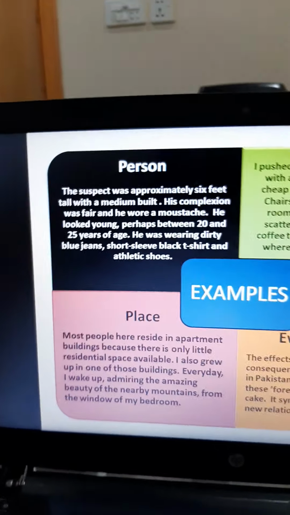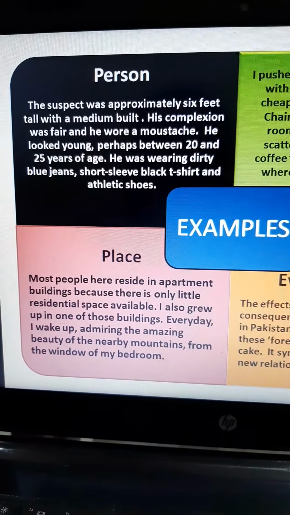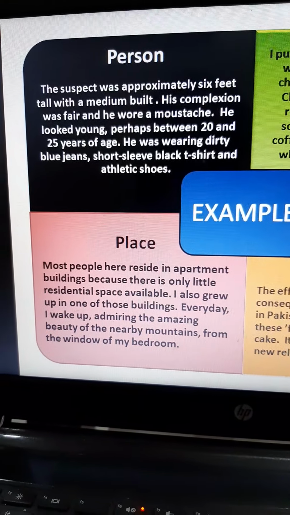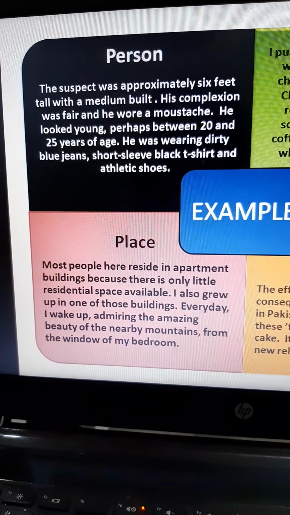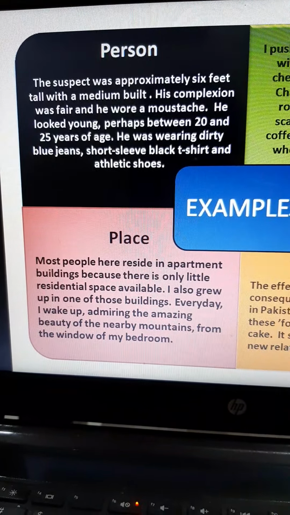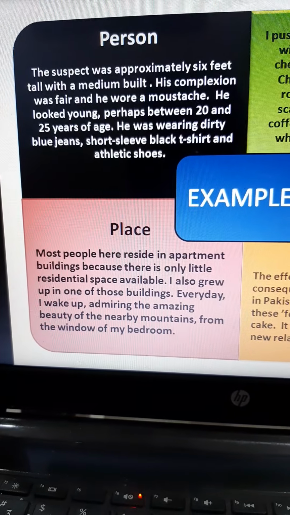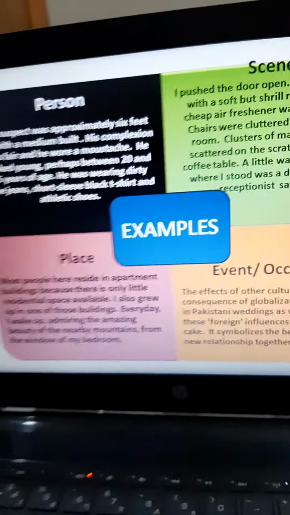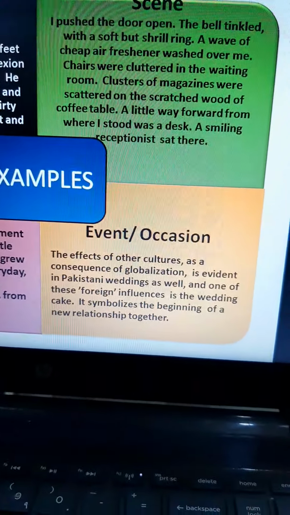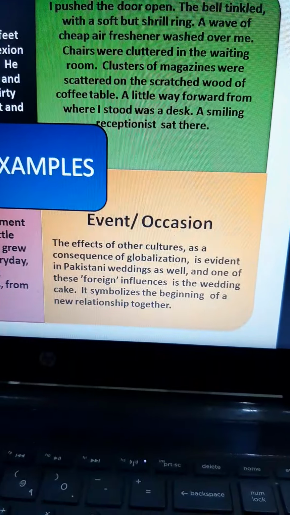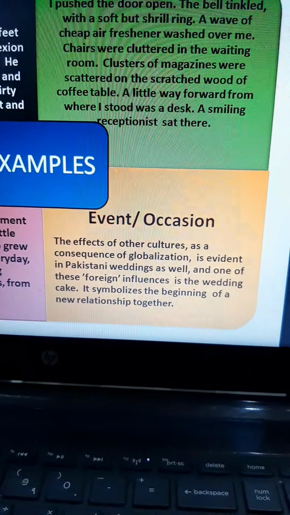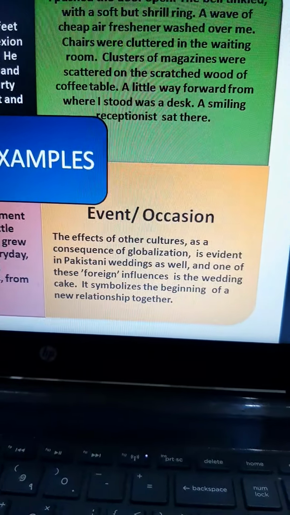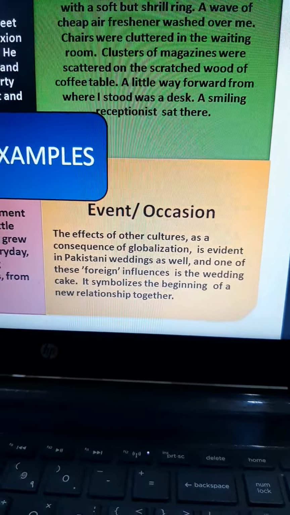Third description is of a place. Most people here reside in apartment buildings because there is only little residential space available. I also grew up in one of those buildings. Every day I wake up admiring the amazing beauty of the nearby mountains from the window of my bedroom. And the last one is a description of an event or an occasion. The effects of other cultures as a consequence of globalization is evident in Pakistani weddings as well. And one of these foreign influences is the wedding cake. It symbolizes the beginning of a new relationship together.